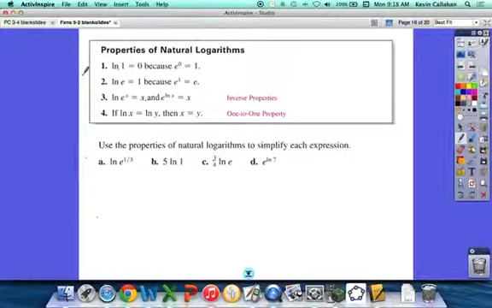ln of e, well, that's matching the base and the number that's inside, so it's 1. ln of e to the x, that's the inverse. That's taking a composition of a function and its inverse. And of course, that simplifies to x. It doesn't matter the order you take that composition, ln of e to the x or e to the ln of x, either one, they cancel each other out and you get x.